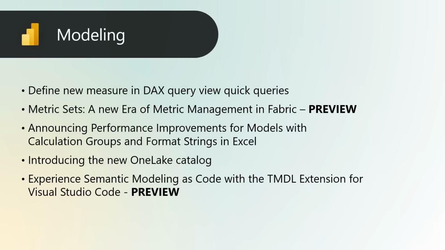Next up, Power BI modeling. Define new measure in DAX Query View quick queries. Creating measures in DAX Query View is now simpler. The Quick Queries option in the context menu of tables, columns, or items in the data pane includes Define New Measure. This will generate a new query with the initial syntax prepared, enabling you to create a query scope measure DAX formula. You can then incorporate your own DAX formula and run it when ready.